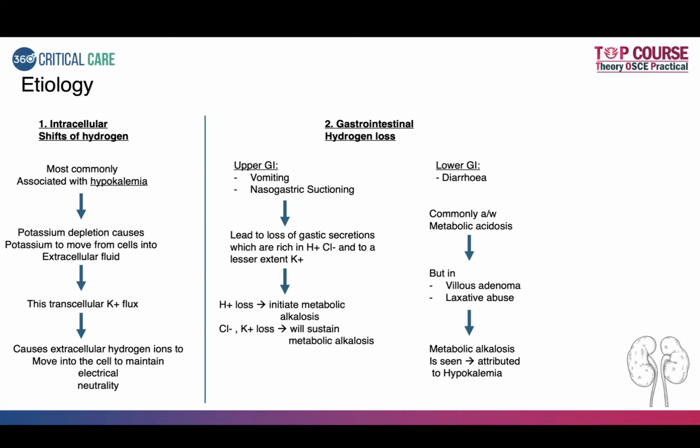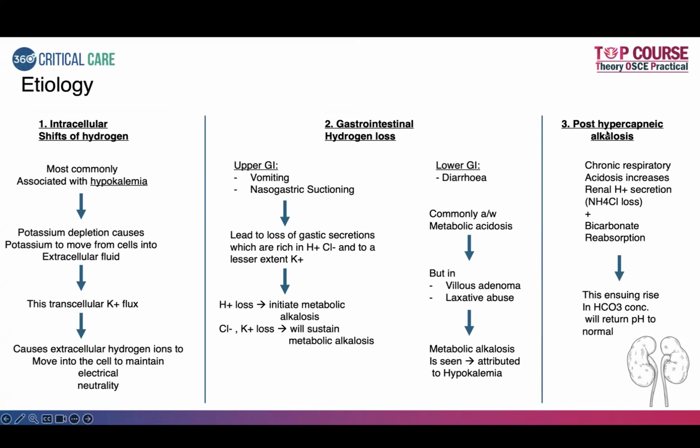With regard to lower GI etiology, diarrhea can cause metabolic alkalosis, though it is more commonly associated with metabolic acidosis due to loss of bicarbonate. But in scenarios like villous adenomas or use of laxative abuse, metabolic alkalosis can be seen, which is normally attributed to hypokalemia. So hypokalemia leading to metabolic alkalosis has been explained in this, where it is because of intracellular hydrogen shift.